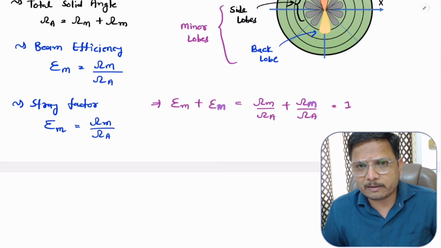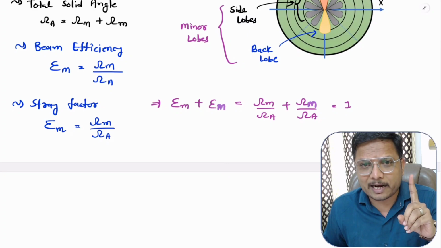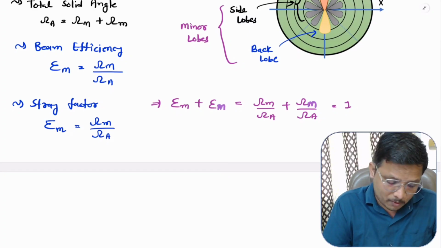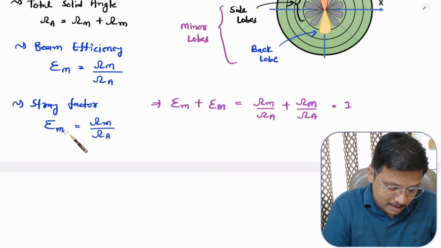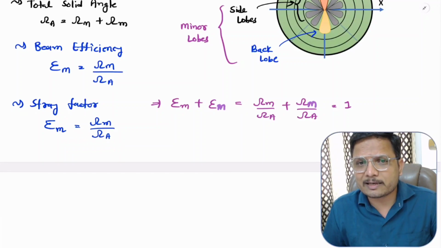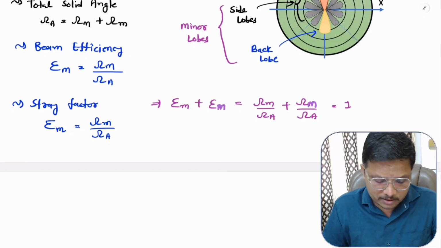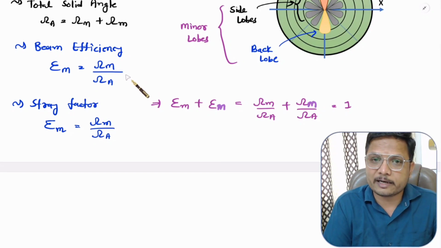And one should know, efficiency can be 1 only, at max. So if you have the highest efficiency here, then stray factor will be 0. And usually we calculate that in terms of percentage. So if you want to calculate that in terms of percentage, you just need to multiply it by 100.